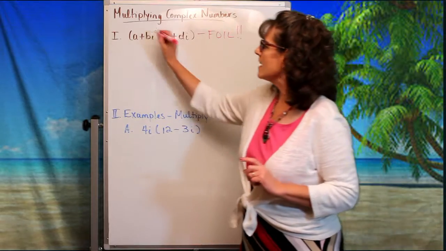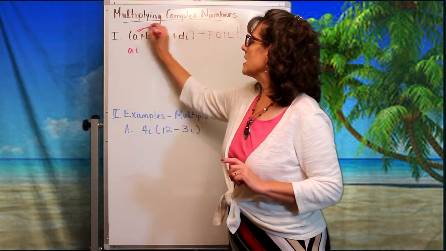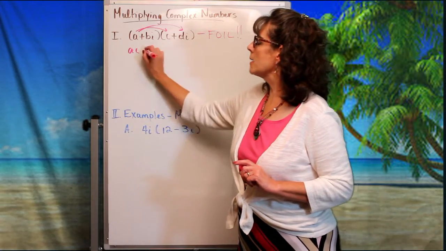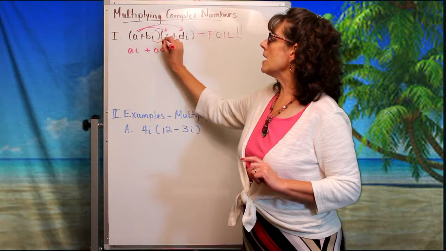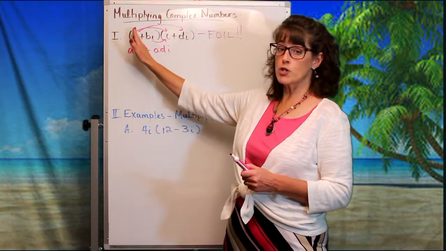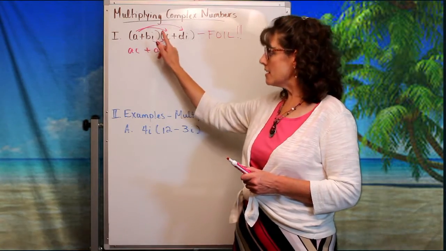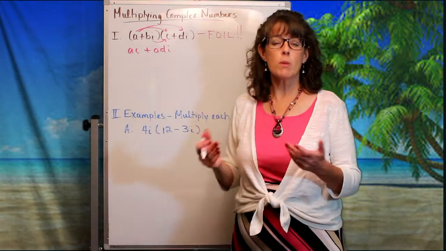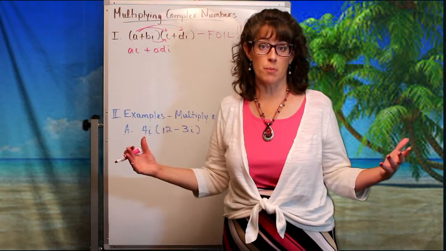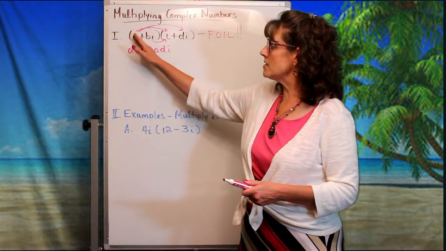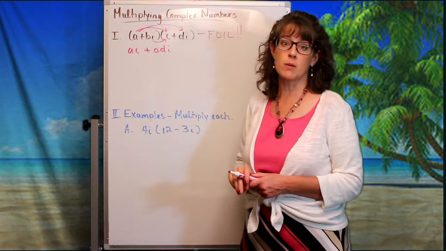So if that's the case, then I'm going to take a times c, and I'm going to get ac. I'm going to take a times di, and I'm going to get adi. I'm going to take bi times c. Notice I took the first term, distributed it all the way through the second parentheses. I'm going to pick up the next guy, distribute him through the second parentheses. Remember, I like to call FOIL the extended distributive property. Because basically, I'm going to take this, distribute it through the second parentheses. Pick up the next guy, distribute him through the second parentheses.